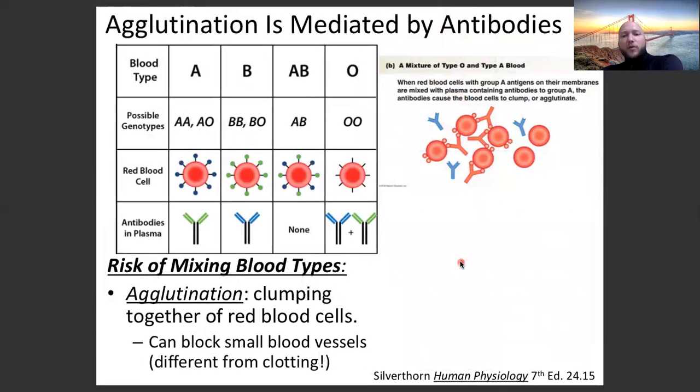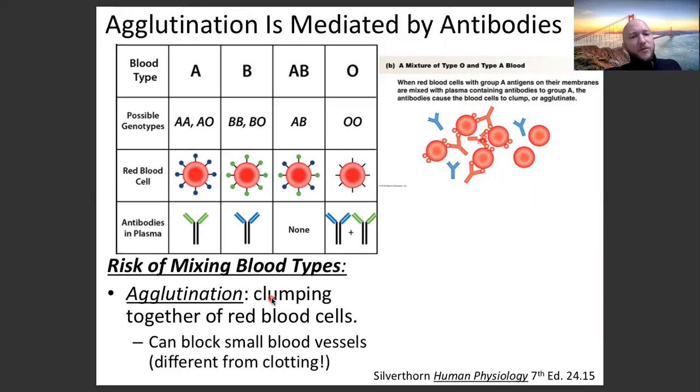The problem with having antibodies for your own antigens is they're going to cause something called agglutination, which is a clumping together of red blood cells. You can see right here in this image that these antibodies and antigens are causing this big clump. That big clump can clog small blood vessels. It can block small blood vessels, which leads to health issues, which is not a good thing for maintaining life and homeostasis.